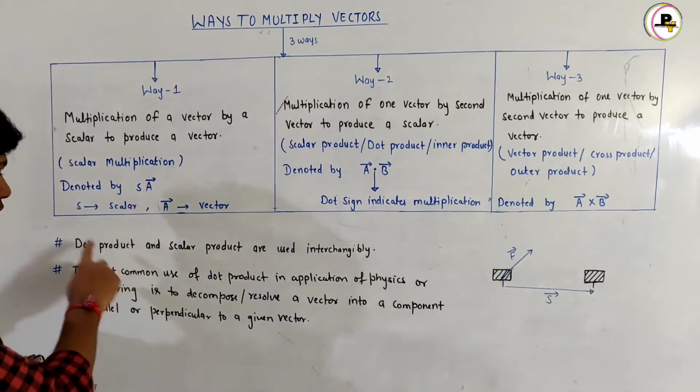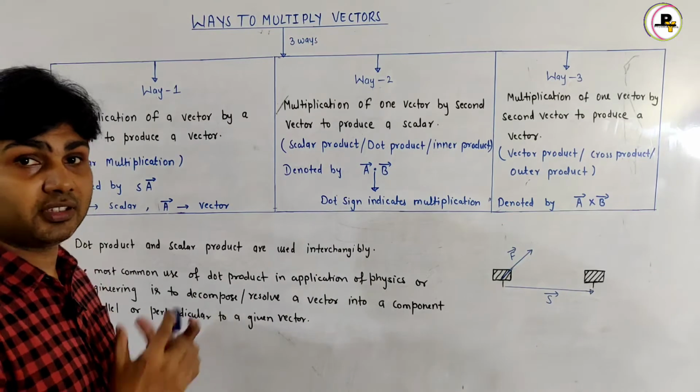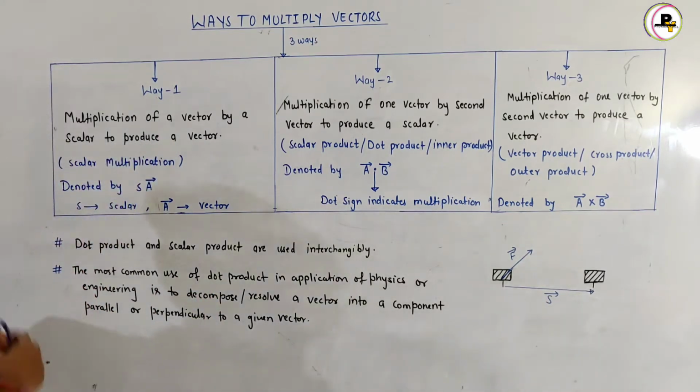Now a very important point: dot product and scalar product are used interchangeably. That is, either we can use dot product or we can use scalar product. There is no difference between these two terms. And the second point is what?